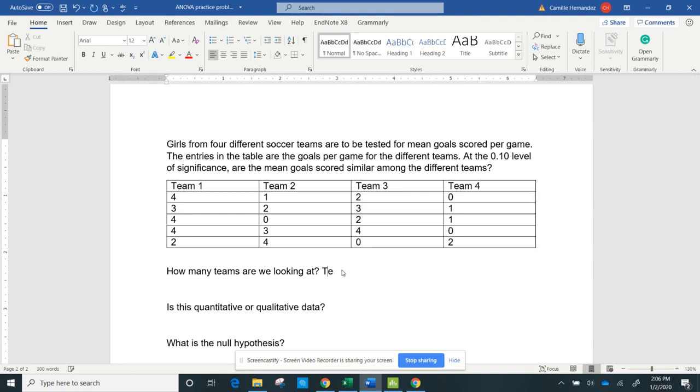Okay, so how many teams are we looking at? We're looking at 4. It's really easy to see. And how do I know that? Because it's divided into 4 different groups. So I'm going to put teams and I'm going to put 4. You could write it differently, okay?